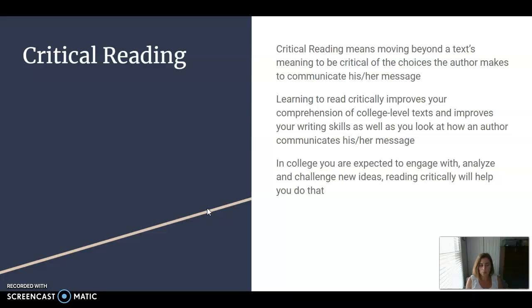Looking at those things helps you to think critically about the reading, because it will make you think about, is this an audience? Am I part of the audience? What am I getting out of this? And as a college student, I want you to be critical of the reading. I don't want you to just look at something for the meaning and accept it at face value. I want you to be able to challenge what you're reading and say, if this is what the author was trying to do, I don't think they're doing a good job. Critical reading will help you do that. It's going to help you improve your comprehension and improve your writing skills as you look at how the author is going about communicating their message.